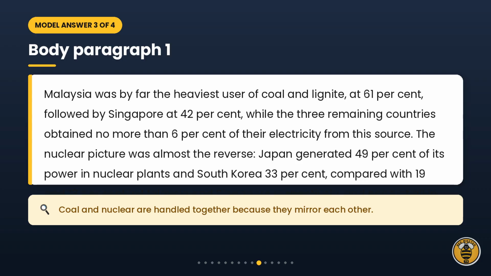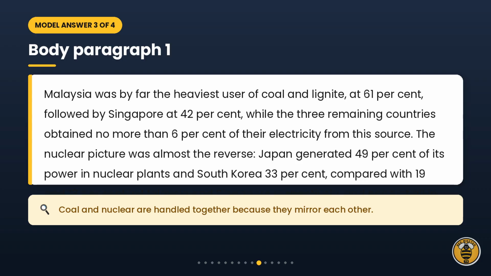The nuclear picture was almost the reverse. Japan generated 49% of its power in nuclear plants and South Korea 33%, compared with 19 and 13% in Malaysia and Singapore respectively, and none at all in Thailand.